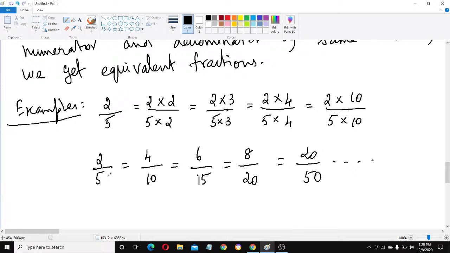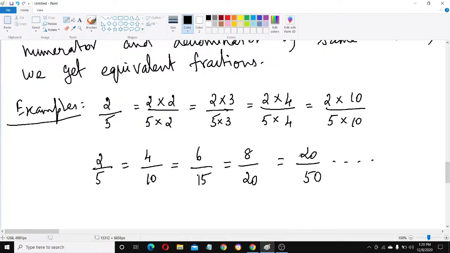How will you get an equivalent fraction? When we multiply the numerator and denominator by the same number, we get the equivalent fraction. Here you see numerator 2 multiplied by 2, denominator 5 also multiplied by 2. Numerator 2 multiplied by 3, here denominator 5 multiplied by the same number 3. So when we multiply the numerator and denominator by the same number, we get equivalent fractions. So these are called equivalent fractions.